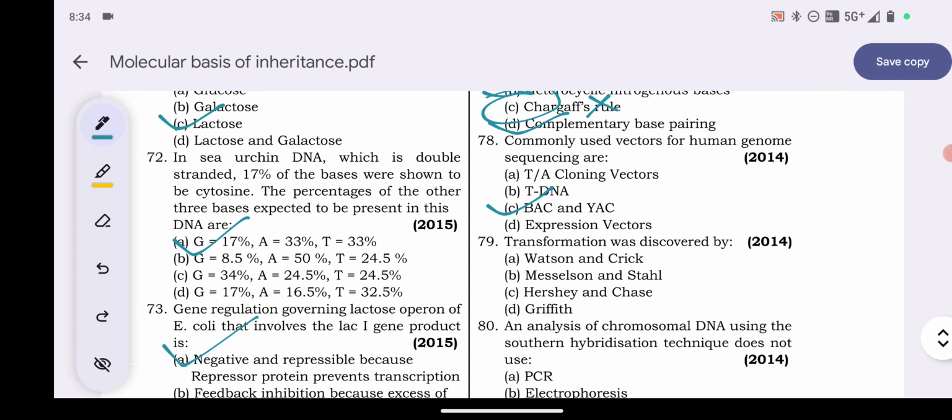79. Transformation was discovered by F. Griffith, Frederick Griffith. Option D is the answer.